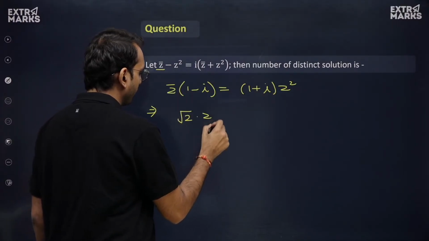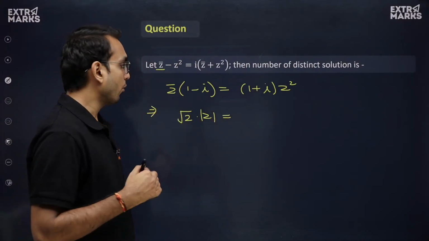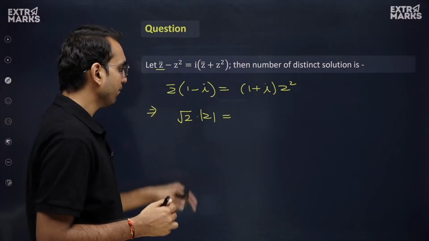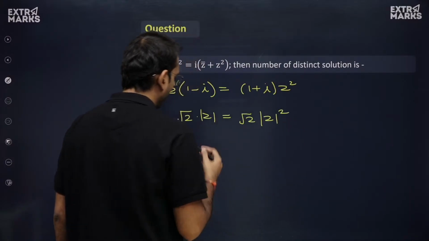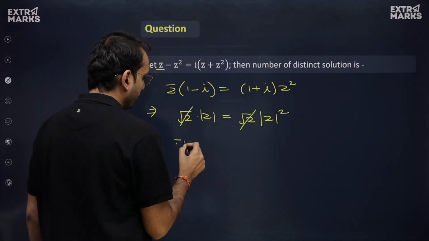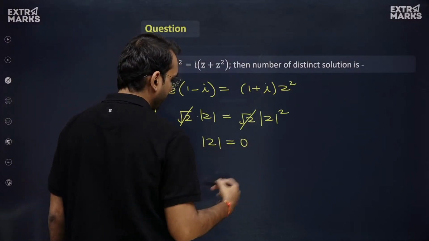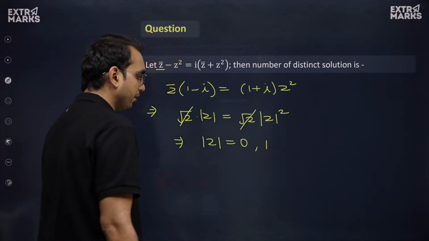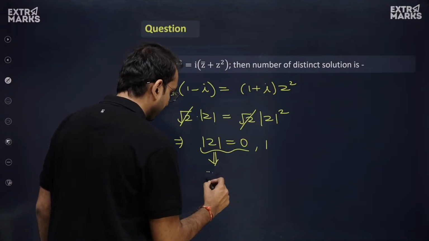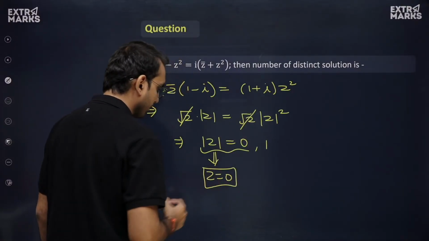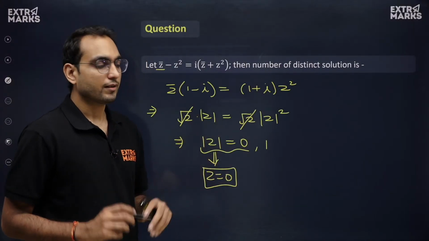Mod of z bar is mod of z, or we can say the mod of the conjugate of z is again mod of z, equals root 2 and mod z square. So root 2 gets cancelled with root 2. So mod z is equals to mod z square. So from here we can see that mod z is either equals to 0 or it will be equals to 1. When mod z is 0, the only option we have is z is equals to 0, that is 0 plus 0 iota. So z equals to 0 is one of the solutions. So we have got one of the solutions.